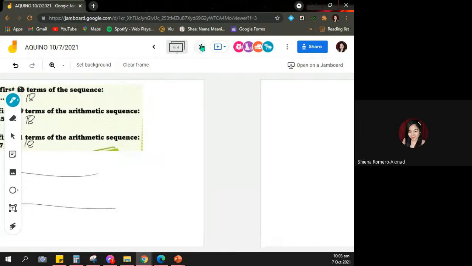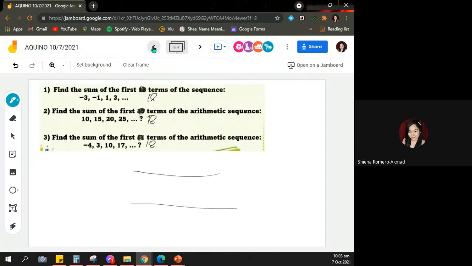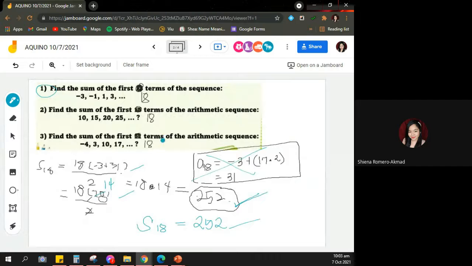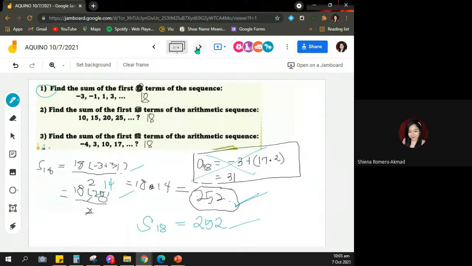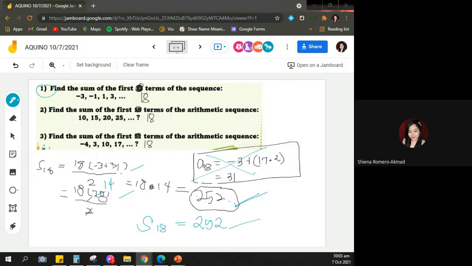So, huwag kayong mahihiyang mag-try. Kasi ang importante, pag nagtatry ka, magkamali ka man, natututo ka sa mga mali mo. Yun naman yung importanteng dapat matandaan ninyo, no? Sa buhay, magkakamali ka pero matututo ka sa pagkakamali mo. Okay? So let's proceed.